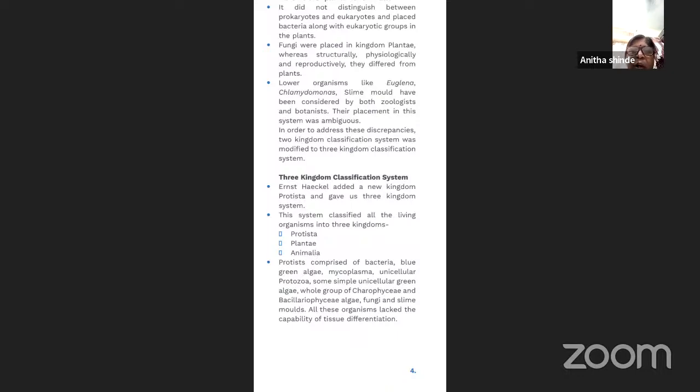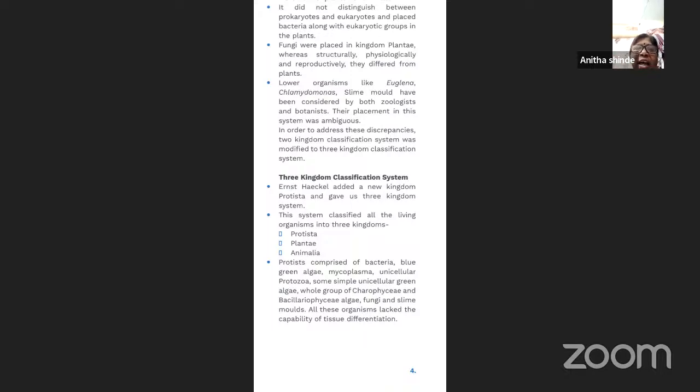So what he did, he considered organisms like bacteria, blue-green algae, mycoplasms, unicellular protozoans, some simple unicellular green algae, the charophyceae members, bacillophyceae algae, all these algae, okay, some fungi and slime molds, all these organisms, which lack the capacity of tissue differentiation, he considered them under one group and he put them under one kingdom that he called Protista. That is called a Protista.